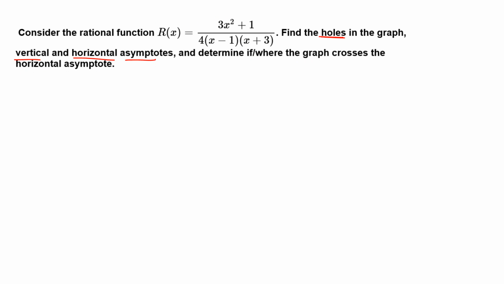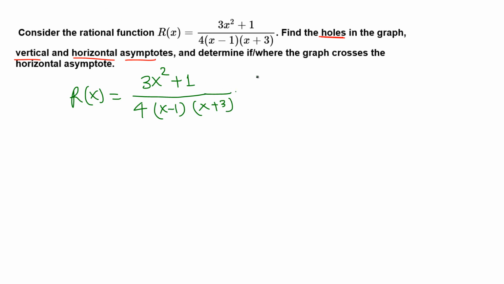So the rational function here is, let me rewrite it, 3x squared plus 1. It does not factor. There is no common factor and there is no formula because it's not a difference of two squares. On the bottom we have (4x minus 1)(x plus 3).